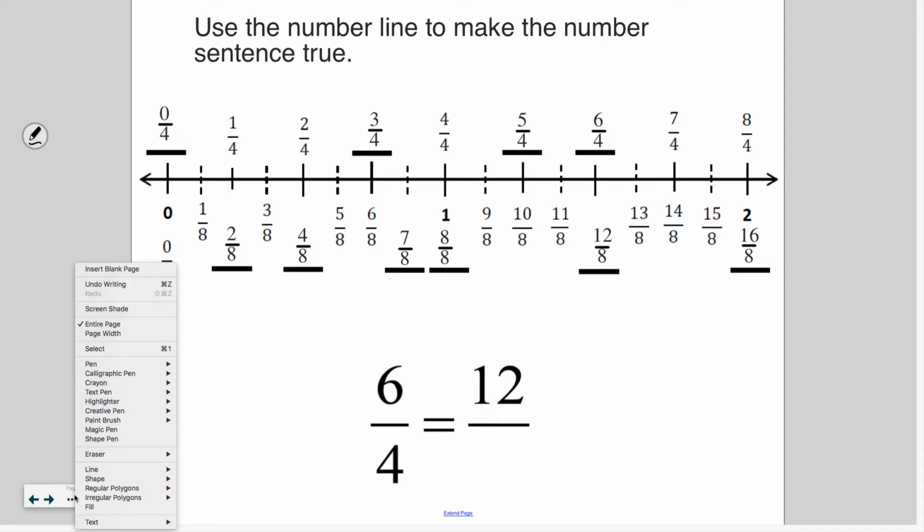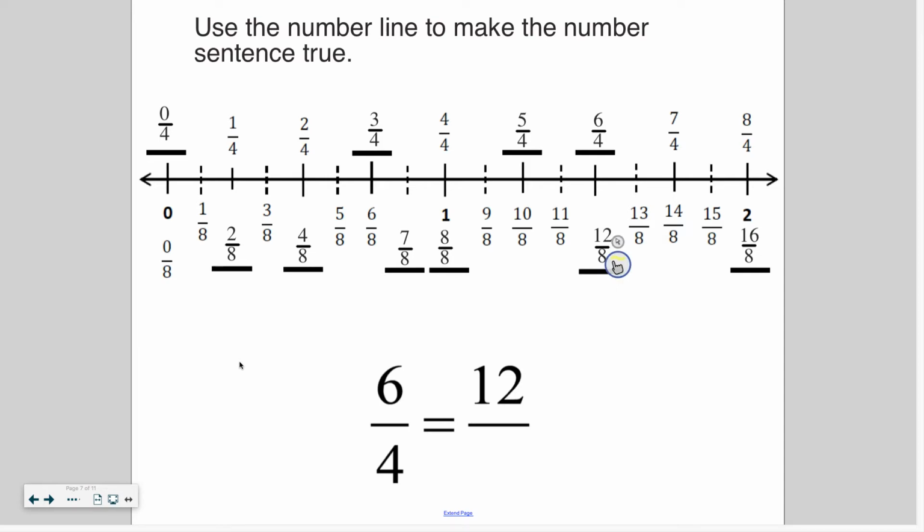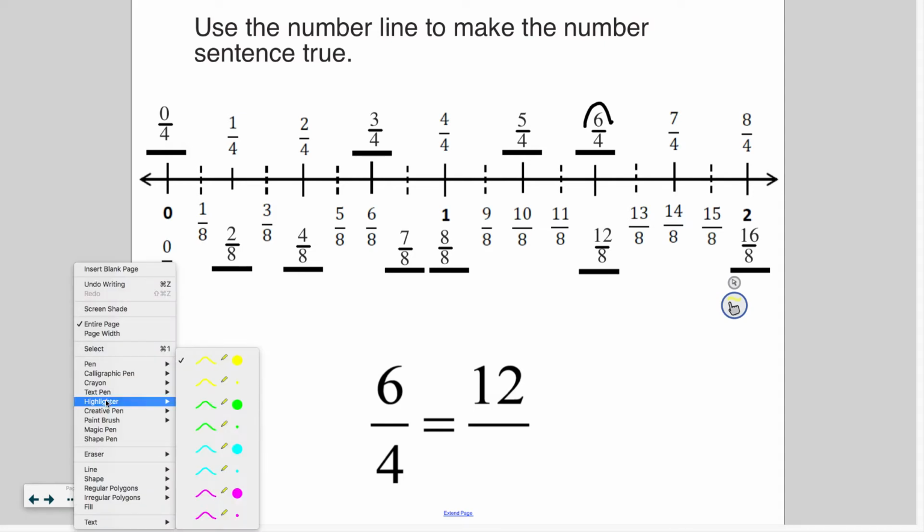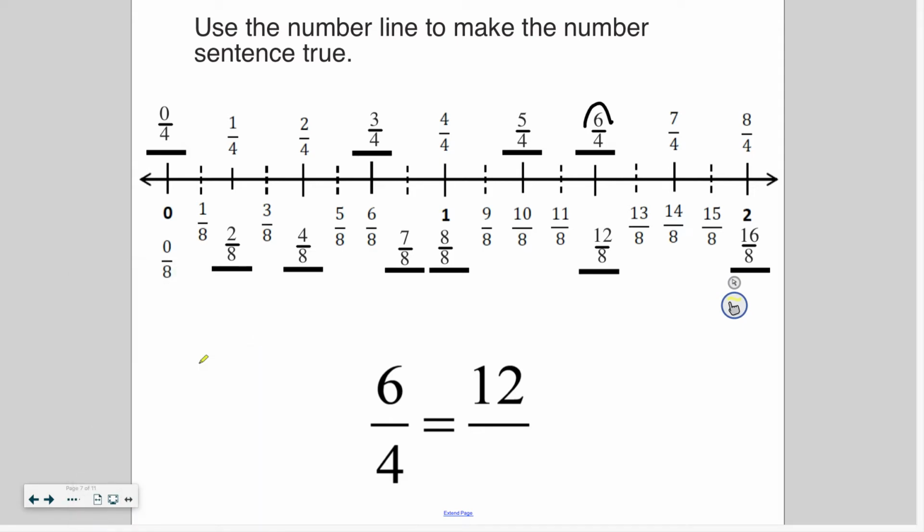I'm going to change my pen here. Okay, so 6/4, that's actually right here. So it didn't change to highlighter. There we go. So 6/4 is right here. I'm going to highlight this whole area. I see that 12/8 is on the same point as 6/4. So they are equivalent fractions. So 6/4 is equal to 12/8.